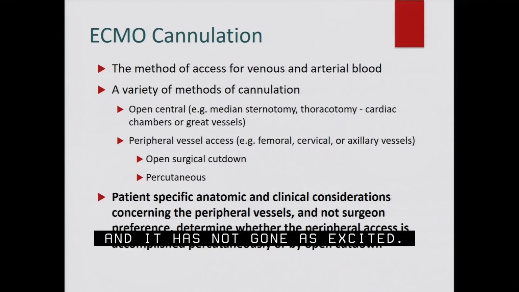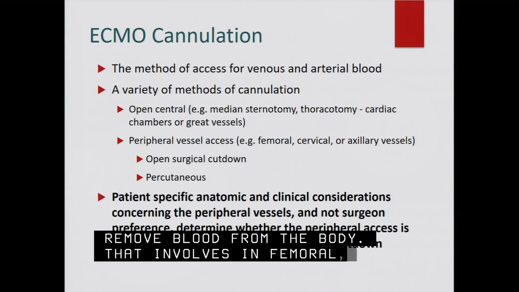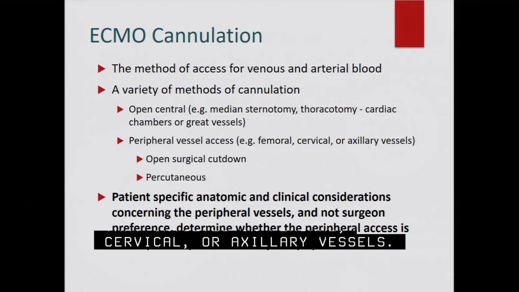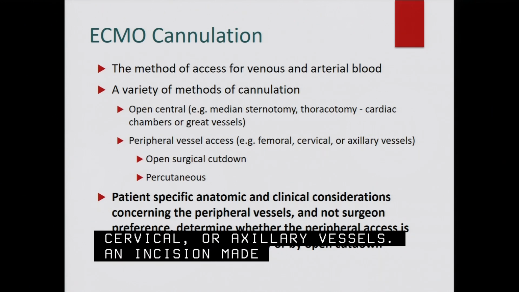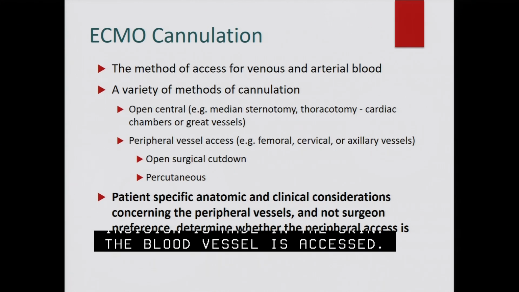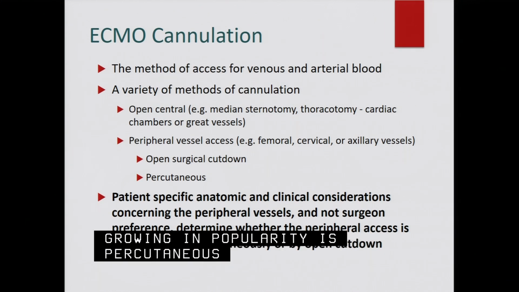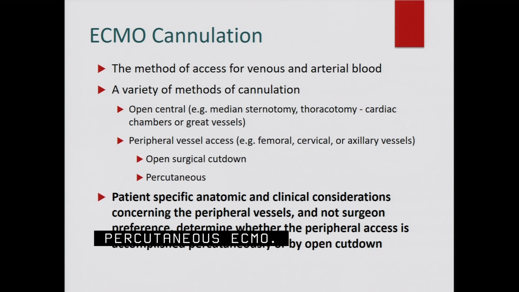Peripheral vessel access is another way to obtain access to remove blood from the body. That involves either the femoral vessels, cervical vessels, or axillary vessels. It can be done two ways. One is through an open surgical cut down. An incision is made in the skin overlying the blood vessel, dissection is carried out down to the blood vessel, and the blood vessel is then accessed in an open fashion to insert the tubes. Growing in popularity is percutaneous ECMO, where, with a needle and wire exchange, basically dilating up the skin tract to receive these large bore cannulas, patients can be put on percutaneous ECMO.